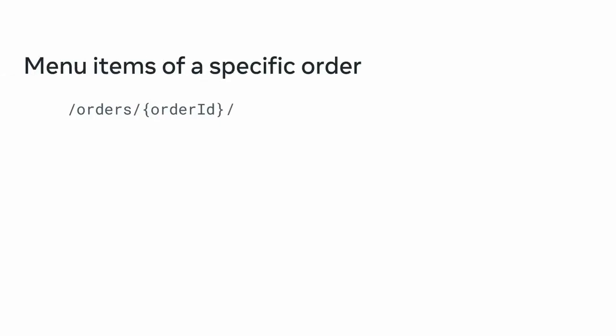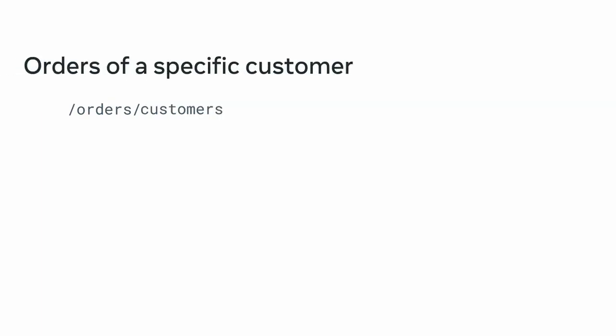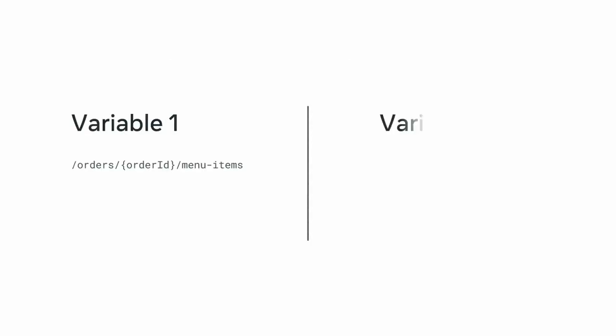By adding /menu-items to the API endpoint, you can fetch the menu items for a specific order. Or you can fetch orders of a specific customer by changing the ID to customer ID wrapped in curly braces and adding /orders. Notice that the API endpoints contain two different variables, order ID and customer ID, and they are both denoted by wrapping them in curly braces and writing ID with a capital I.